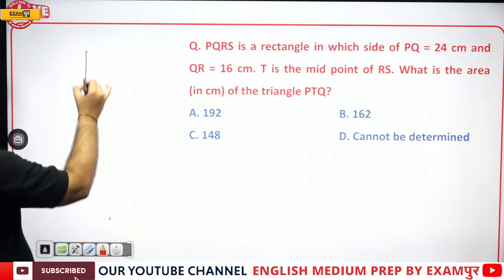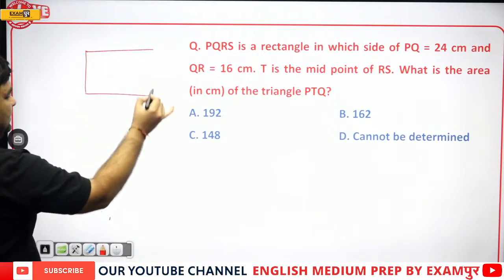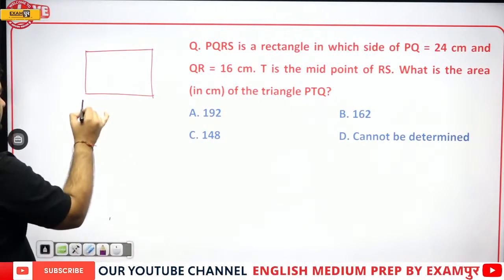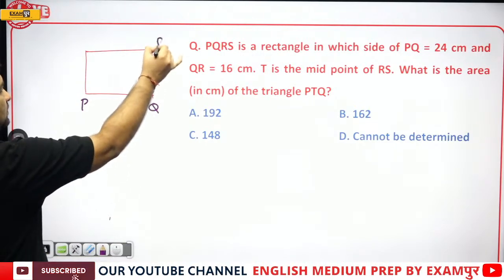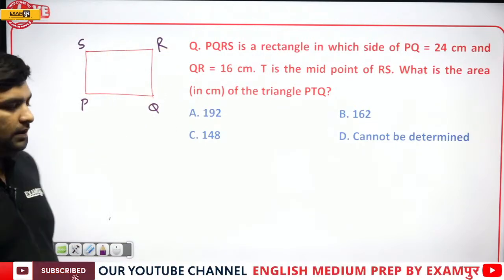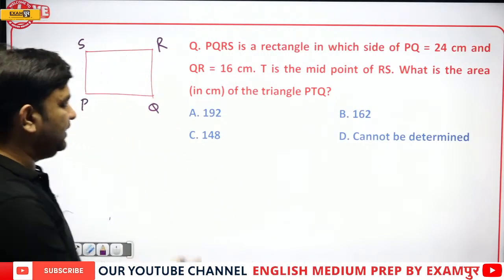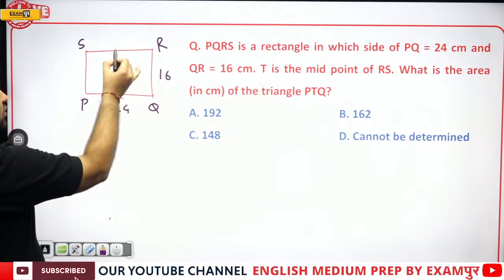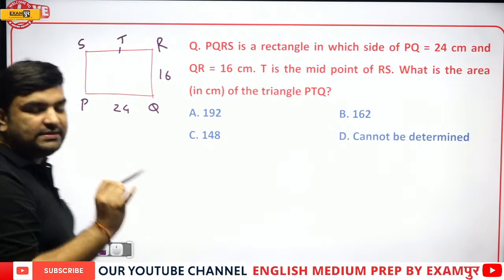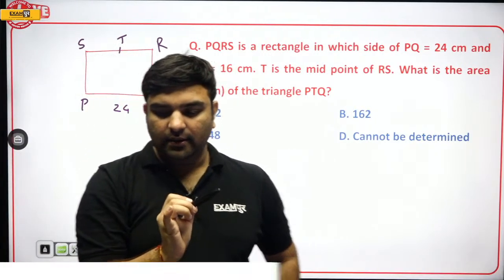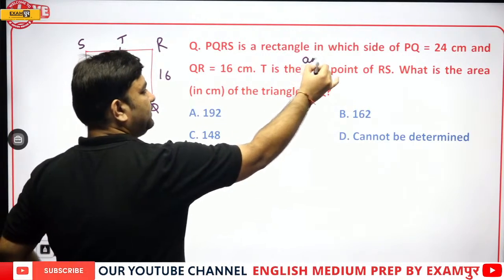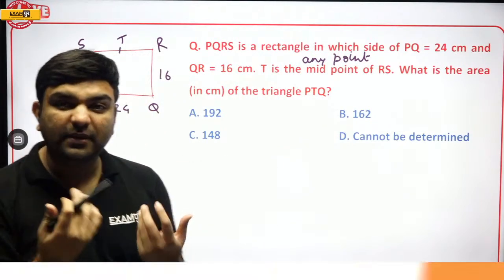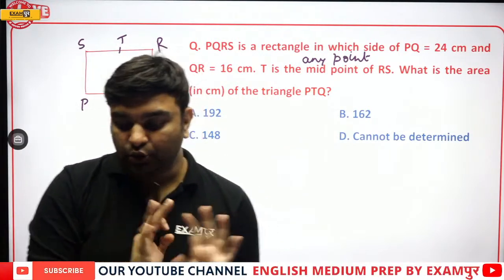PQRS is a rectangle in which sides PQ and QR are given. T is a point on RS. Guys, it can be any point. It is not necessarily the midpoint.